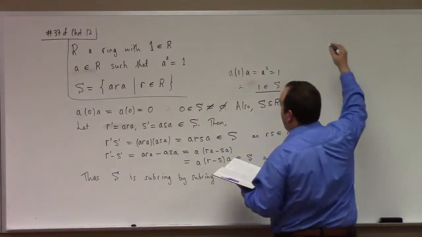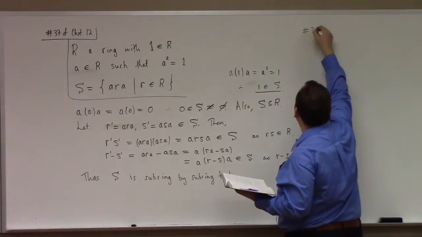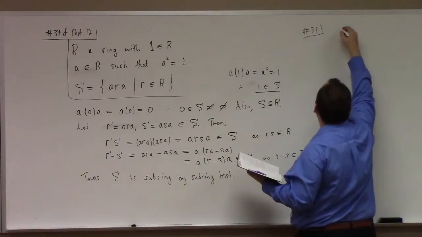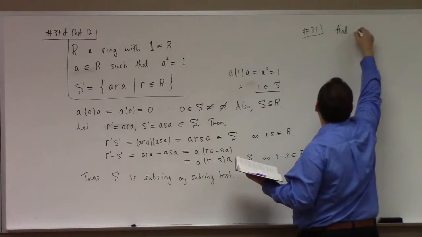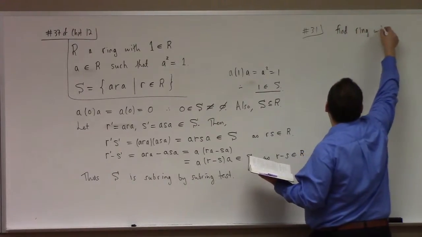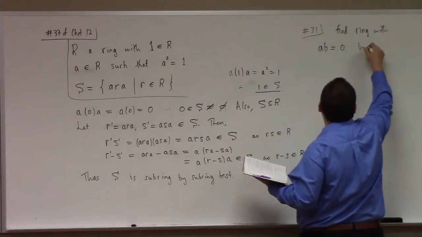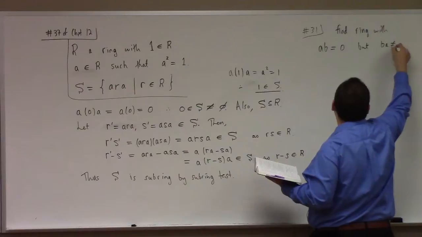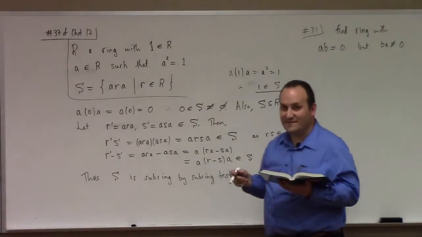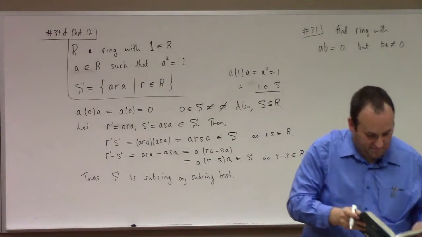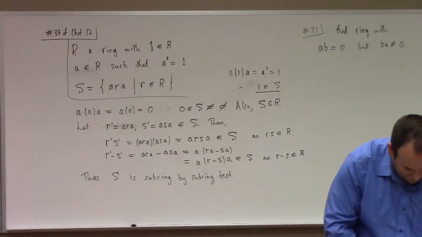Number 31. He didn't request this one, but I like this one. Number 31. Give an example of ring elements A and B with the property that AB is equal to 0, but BA is not equal to 0. Find a ring with AB equal to 0, but BA not equal to 0. Obviously, this is not a commutative ring. So what should you think of when you're looking for examples for something like that? Do you guys have an idea?